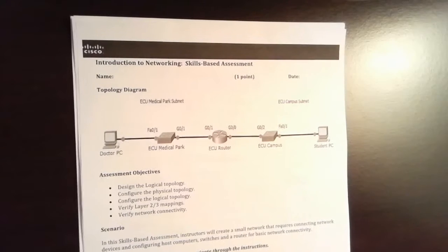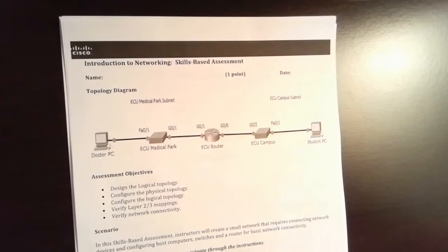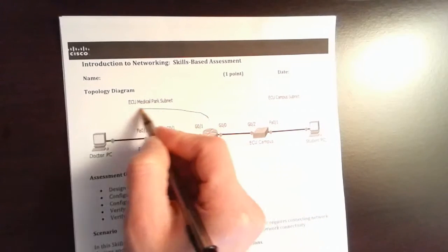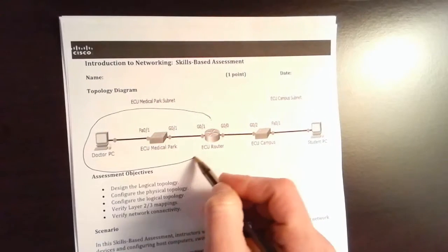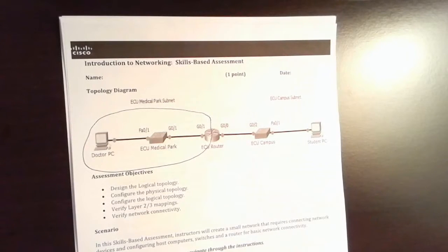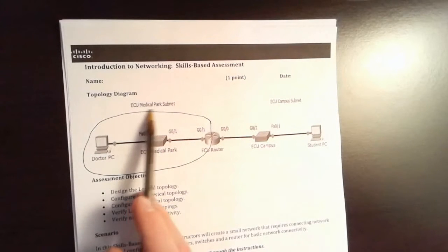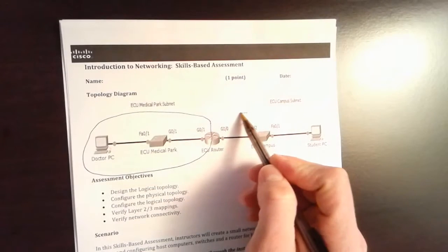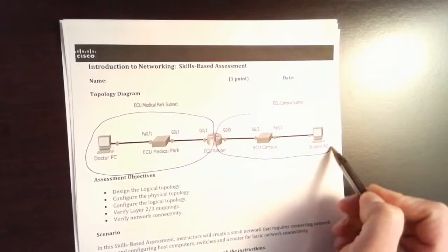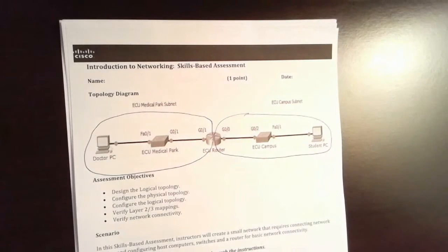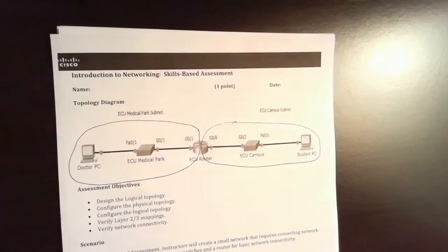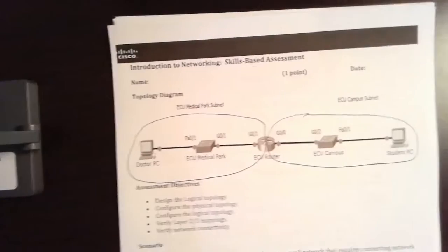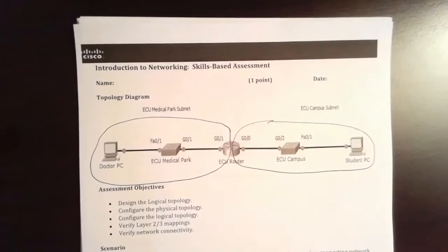Now if we flip over to page 3, we see how everything is broken up as well. Remember that everything here is one subnet, and it is labeled the ECU Medical Park subnet. And over here is labeled the ECU Campus subnet. Let me just zoom in a little bit so you can see it.